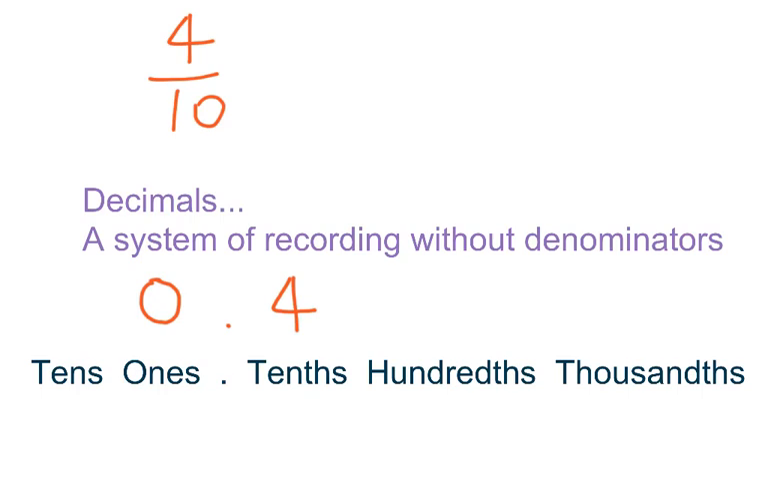So we could read the top number with the denominator, 4 and a line and the 10 underneath, as 4/10, but we can also read the decimal, if we're wanting to read it clearly to ourselves, as 4/10, rather than getting lost and confused in the shortcut way of saying 0.4.